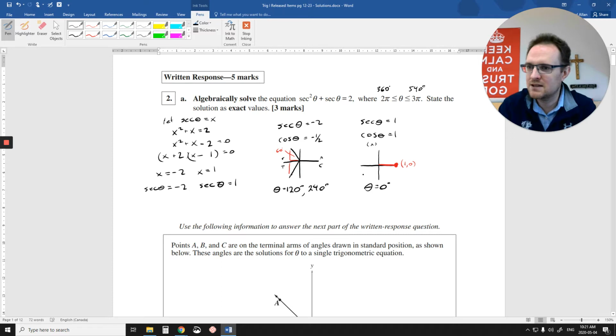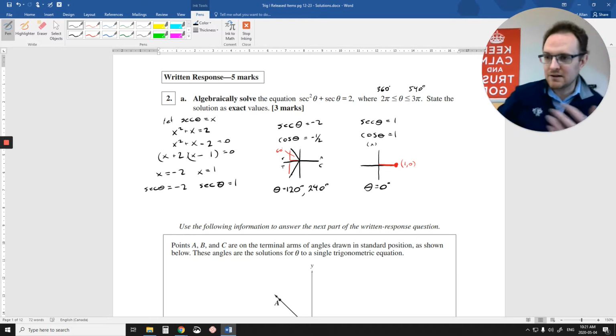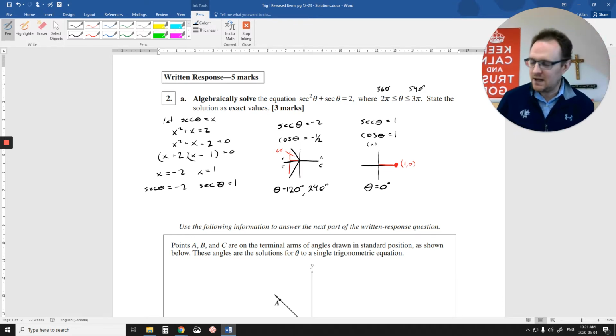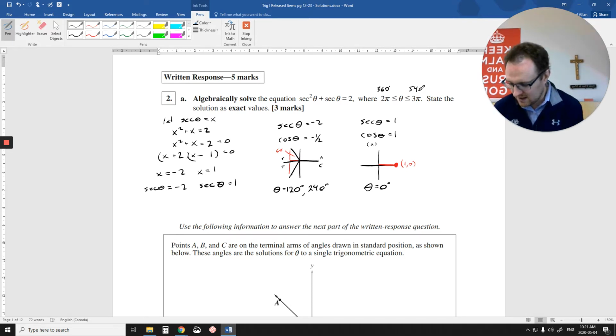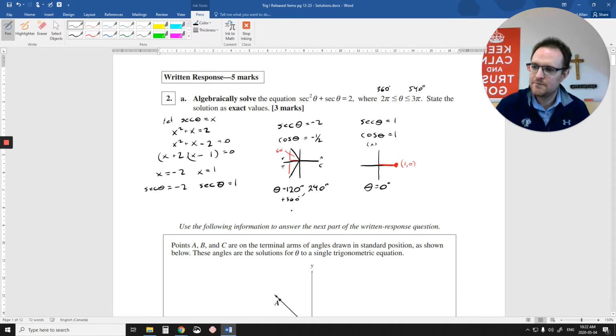Okay, now none of these angles actually match because they're in the first circle, but the answer has to be beyond the circle, between 360 and 540. So what we're going to do is find coterminal angles of all of these and see whether or not they land in the domain. So I'm going to add 360 to each one of these. And I get 480, and 360 plus the 240, that ends up being 600.